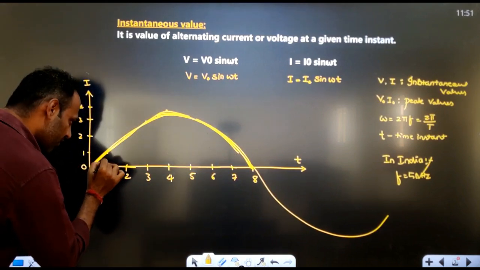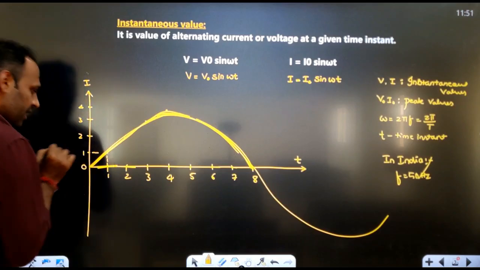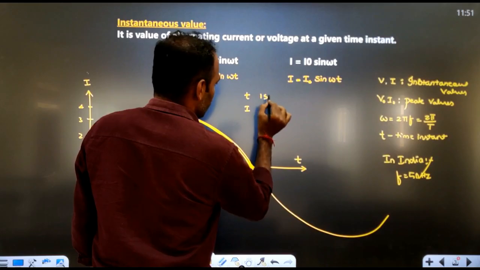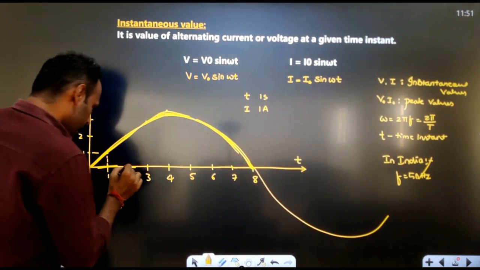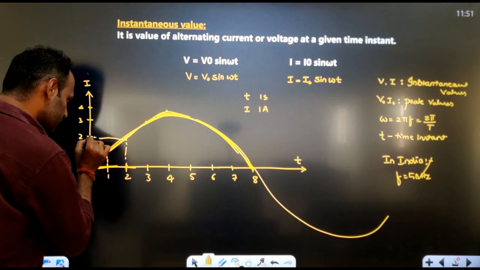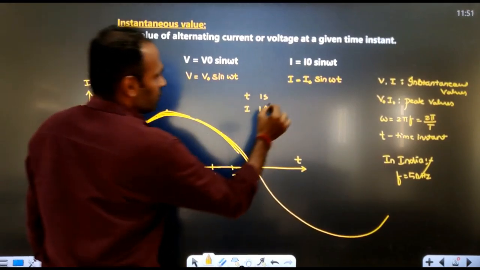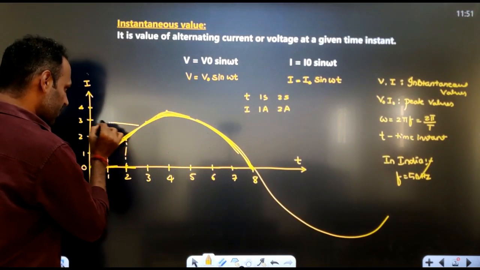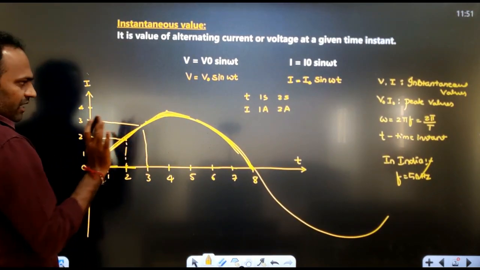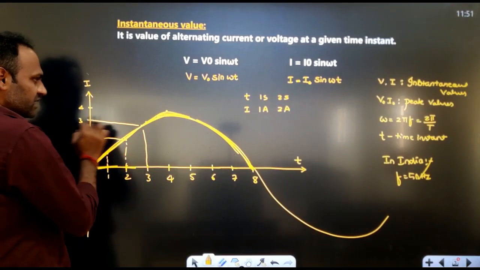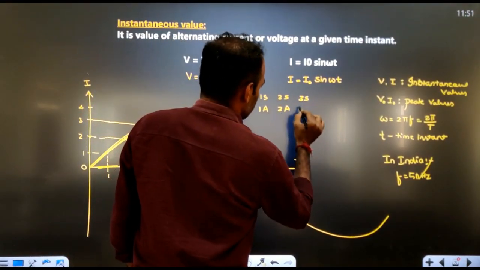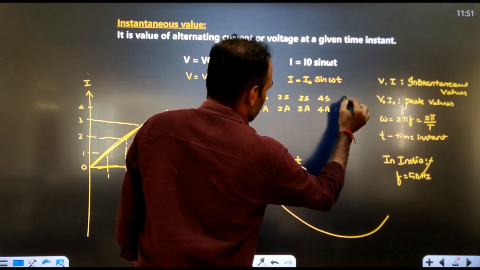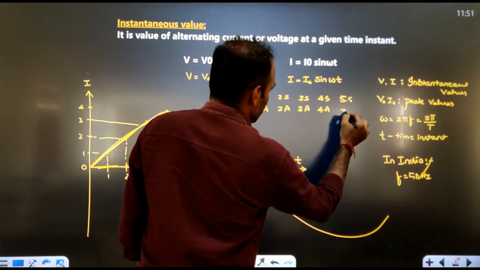At 1 second, how much is the current? Current is 1 ampere. So now I will plot: this is time and this is current. At 1 second, current is 1 ampere. And at 2 seconds? It is 2 ampere. At 3 seconds, how much is the current? At 3 seconds it is 3 ampere. Like that, at 4 seconds it is 4 ampere. Next, at the fifth second it is again 3 ampere.